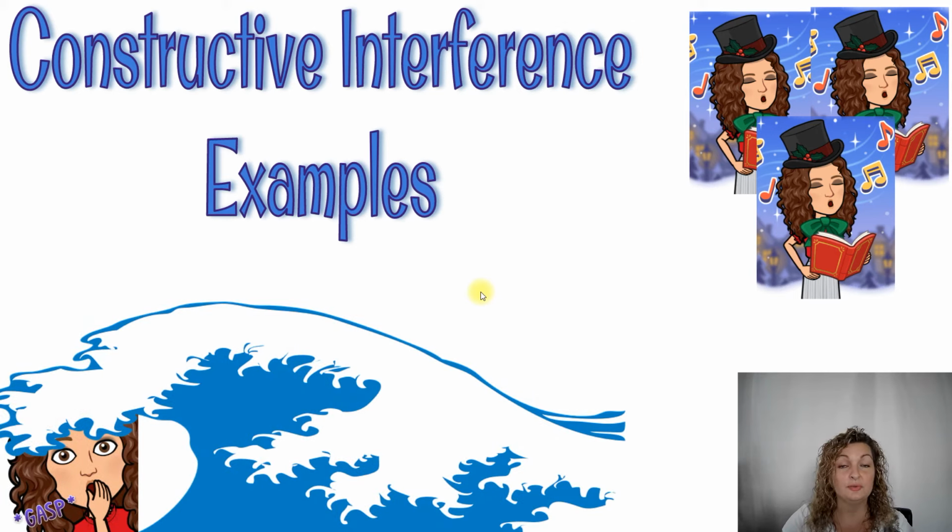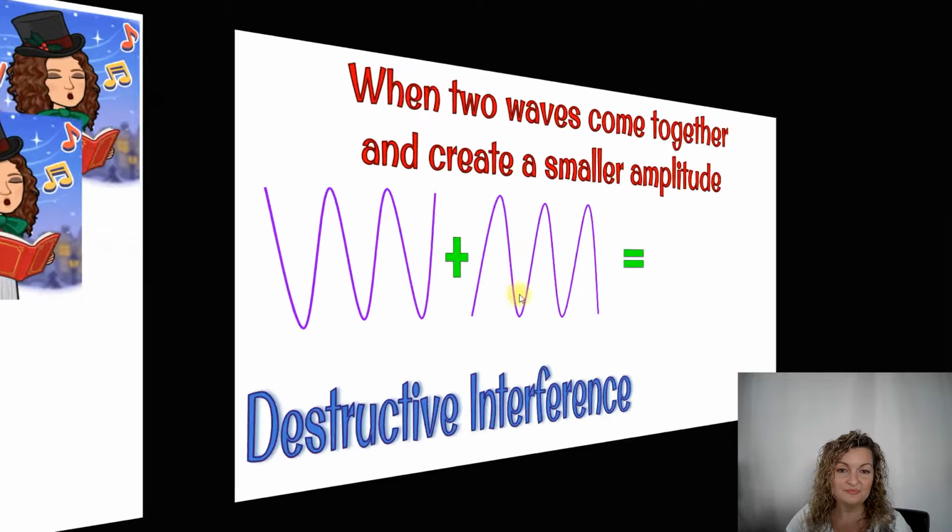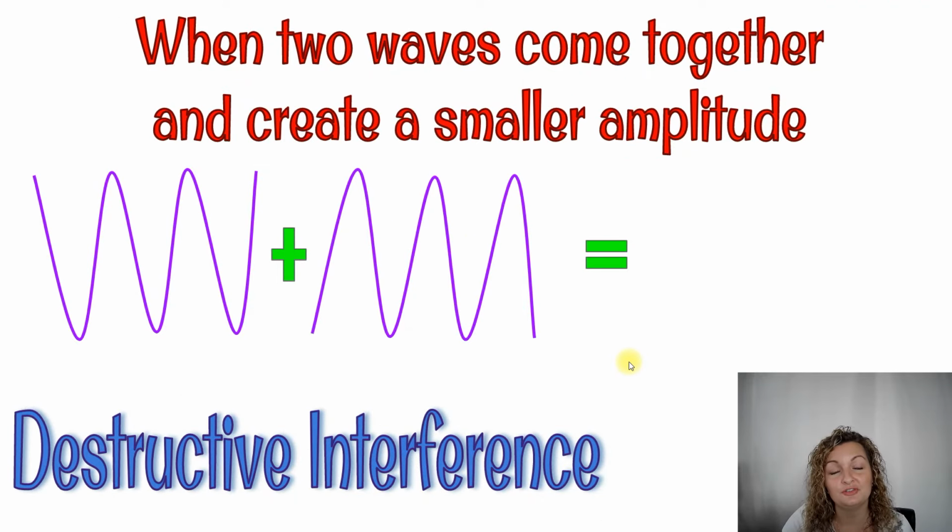And then for just a plain mechanical wave, you can look at a tsunami, right? Tsunamis form when those crests meet crests, and it forms this giant wave. And that's a great example of just a mechanical wave creating constructive interference. Now, if you look at destructive interference, it's when two waves come together and create a smaller amplitude. So completely the opposite of constructive interference, right?